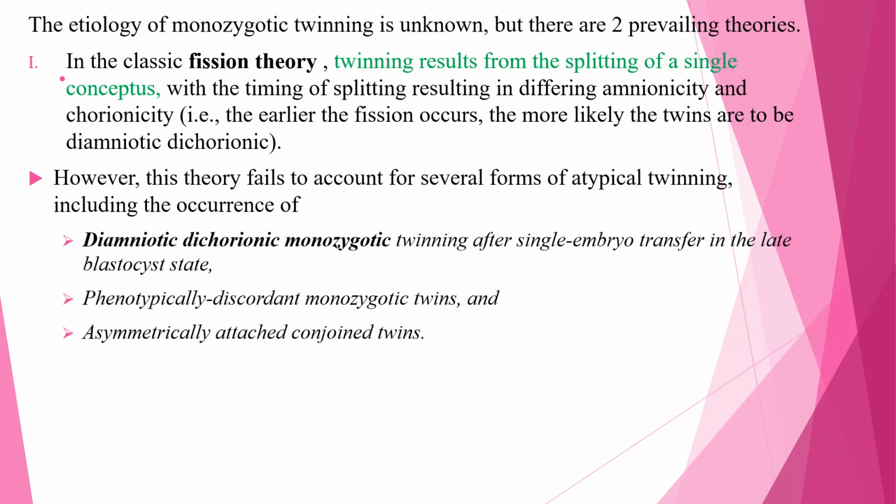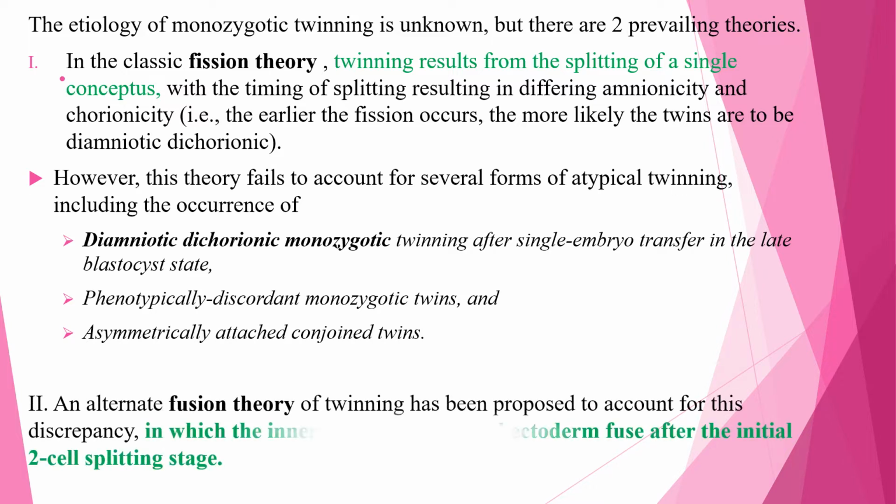However, this theory fails to account for several forms of atypical twinning, including the occurrence of diamniotic dichorionic monozygotic twinning after single embryo transfer in the late blastocyst stage, and also phenotypically discordant monozygotic twins and asymmetrically attached conjoined twins. The alternate fusion theory of twinning has been proposed to account for this discrepancy, and this theory says the inner cell mass or trophectoderm fuse after the initial two-cell splitting stage.